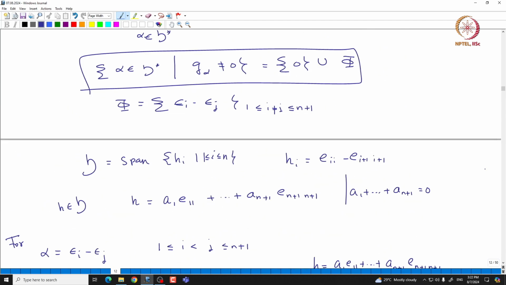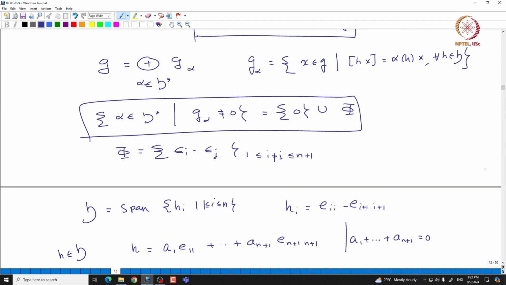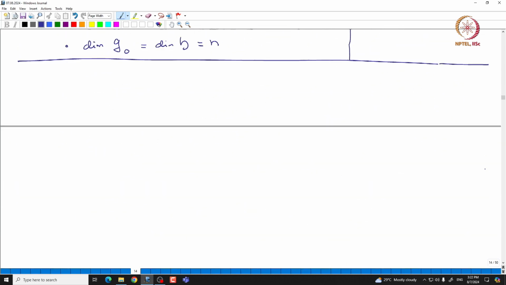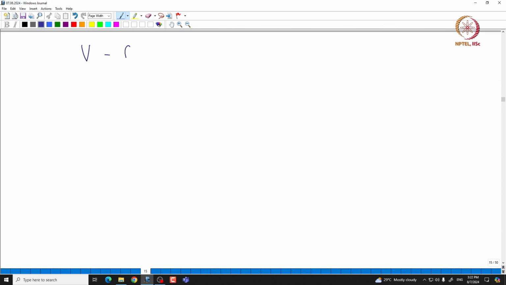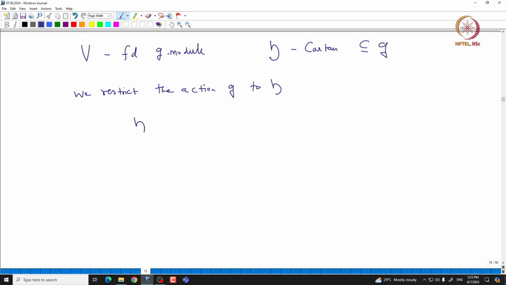Then the very first natural question: what about the action of H on any given finite dimensional representation? So, let us look into it. Let us start with V being just a finite dimensional G module. Recall H is there. This is the Cartan sitting inside G. What we will do is restrict the action of G to H. Let us call this map pi, the map from G to GL of V. I am restricting pi to H, so you get a map from H to GL of V.